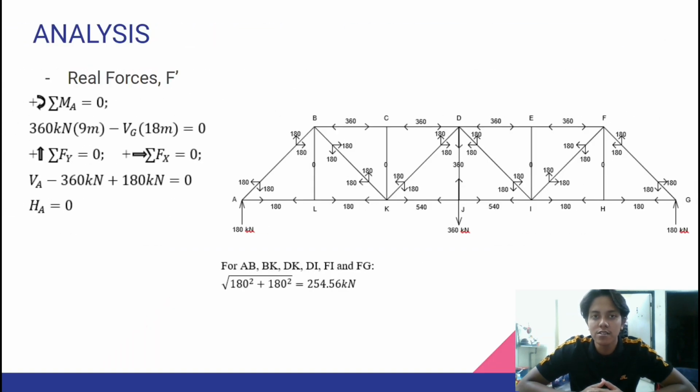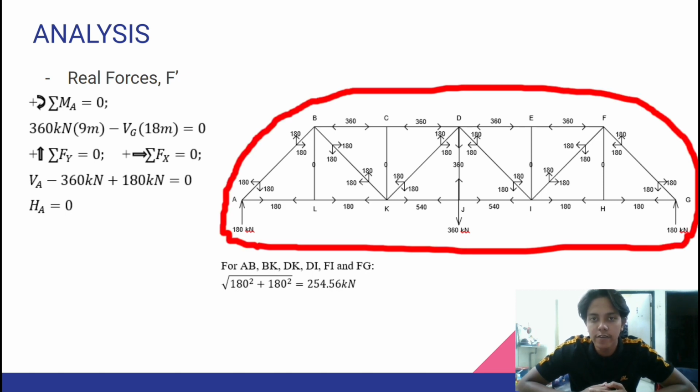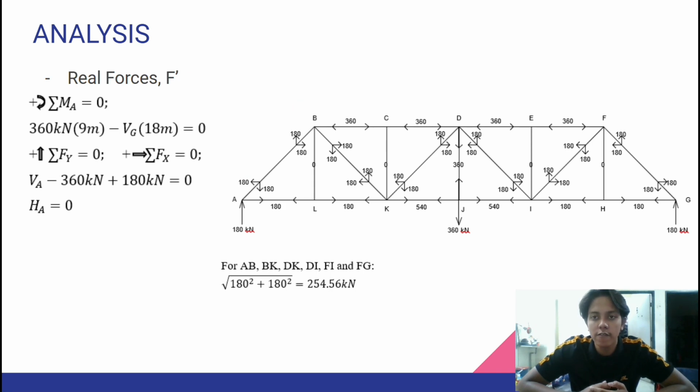Next, we calculate the real force, which is F prime. The first step, we need to calculate support reactions using equilibrium equations. So we get the reaction force at A and G equal to 180 kN. Then we calculate the force of each member by using the alternative method. So this is the value of the force of each member. Then for diagonal members, we calculate by following the Pythagoras theorem.